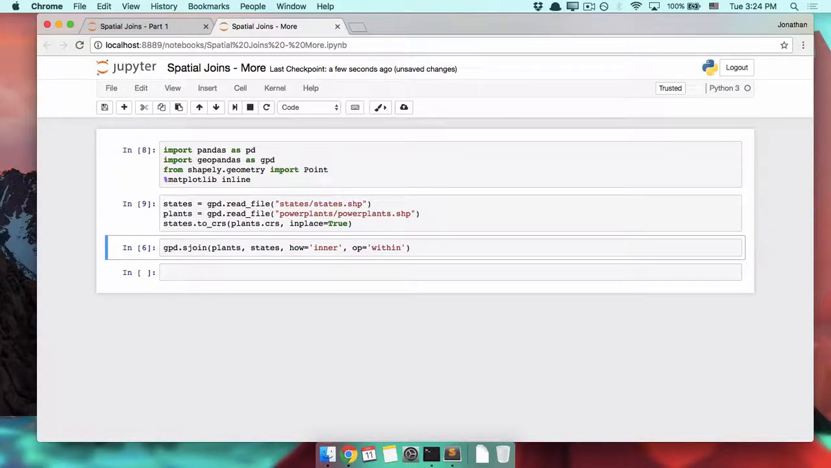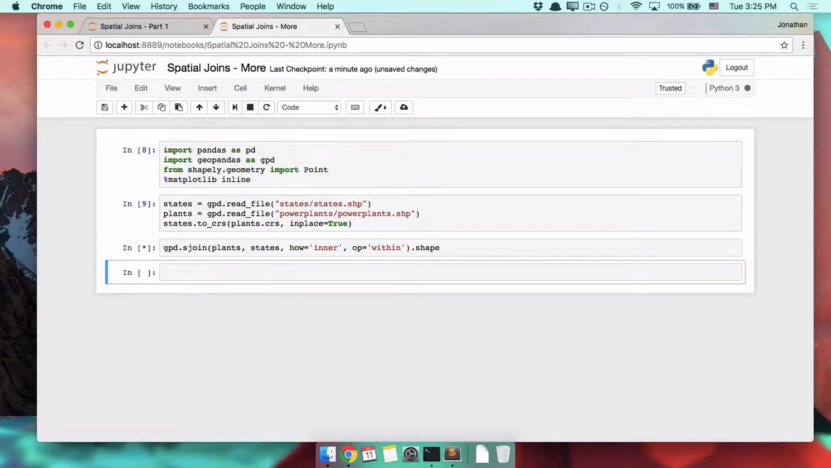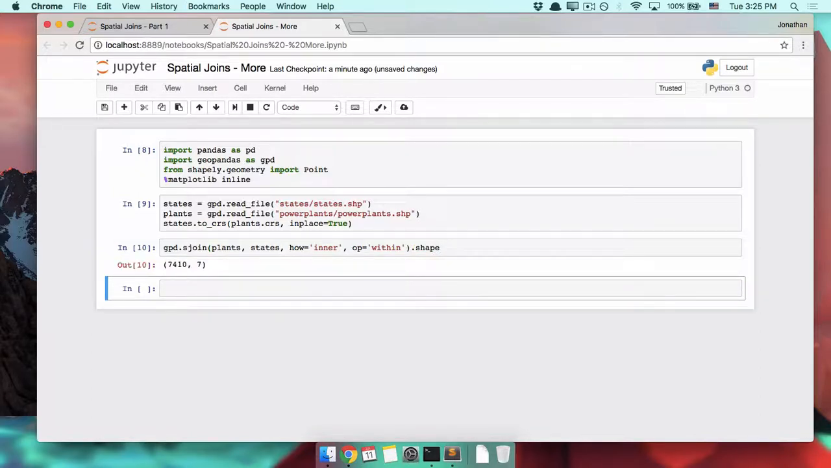One of the options for a spatial join is how. Previously, we used how equals inner. This means match up power plants with states, and if one of the power plants doesn't find a matching state, if it's in the middle of the ocean or for some reason in another country, just get rid of it. Just drop it. If we run this code, we get 7,410 results.